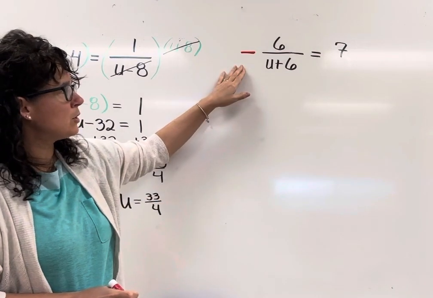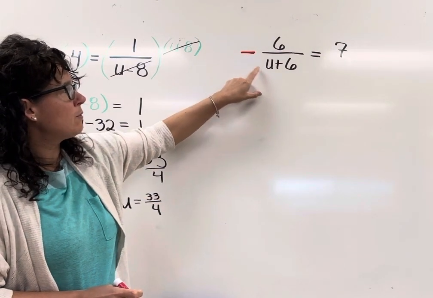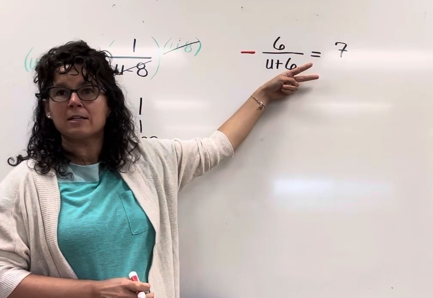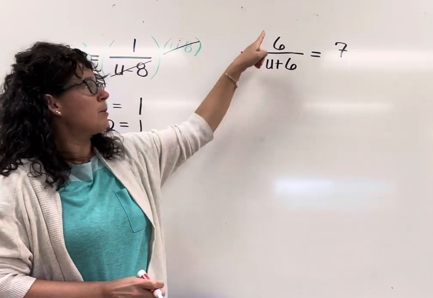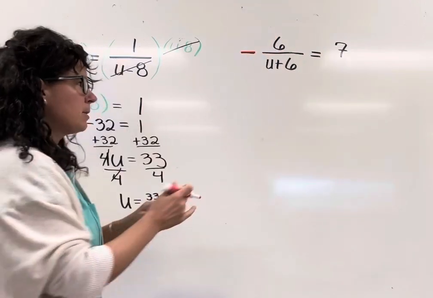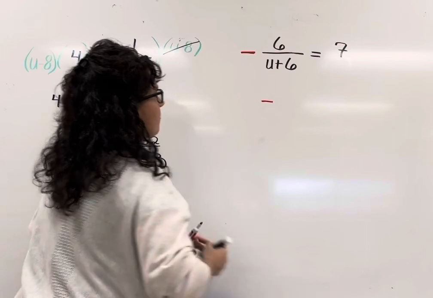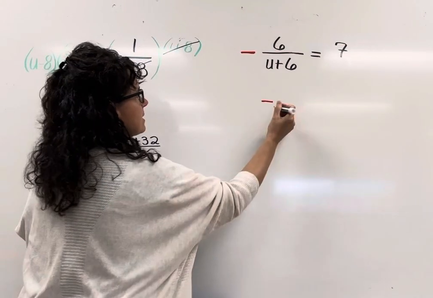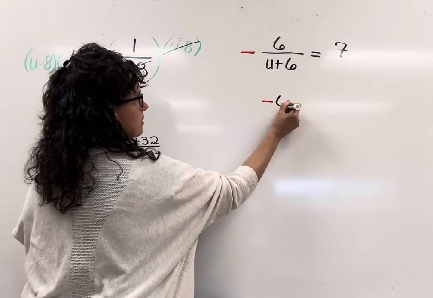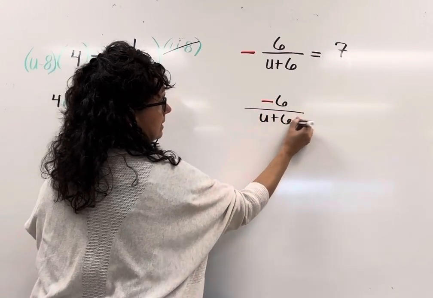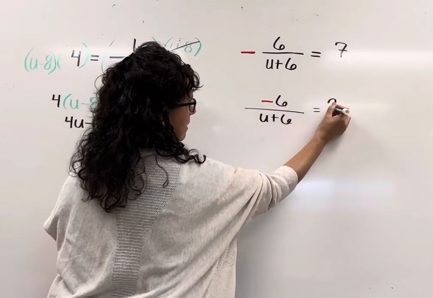So what I want to do, if I put this negative with the bottom, I would have to distribute it through, and that would be a bit of a hassle. So instead, I'm going to put the negative with the top just to get started. So I have a negative, and then I have the 6 over u plus 6 is equal to 7.